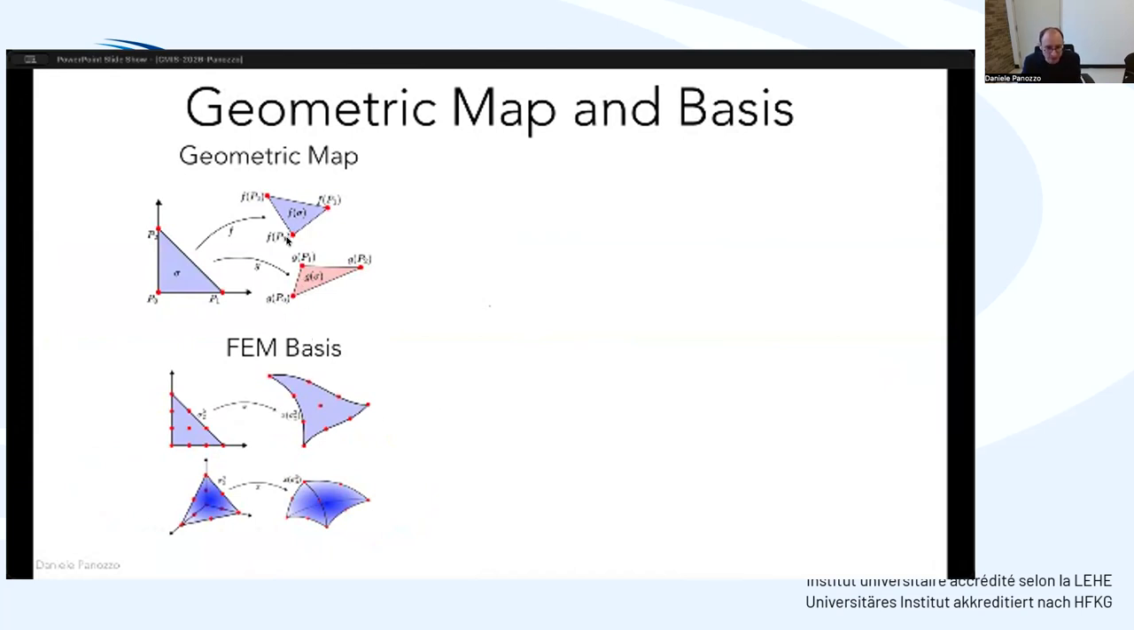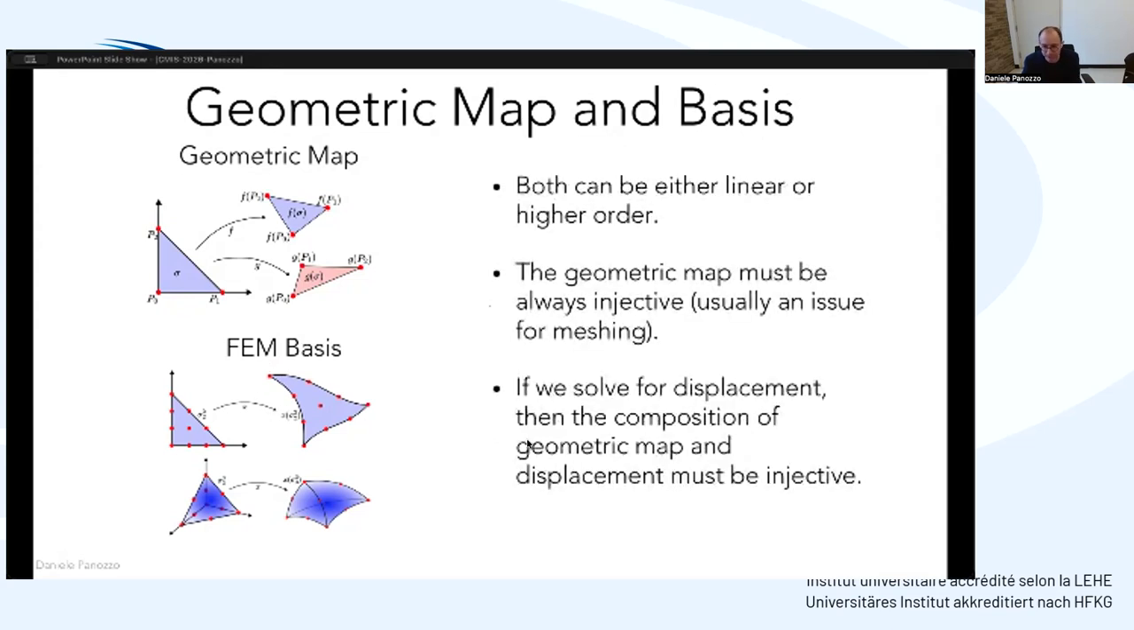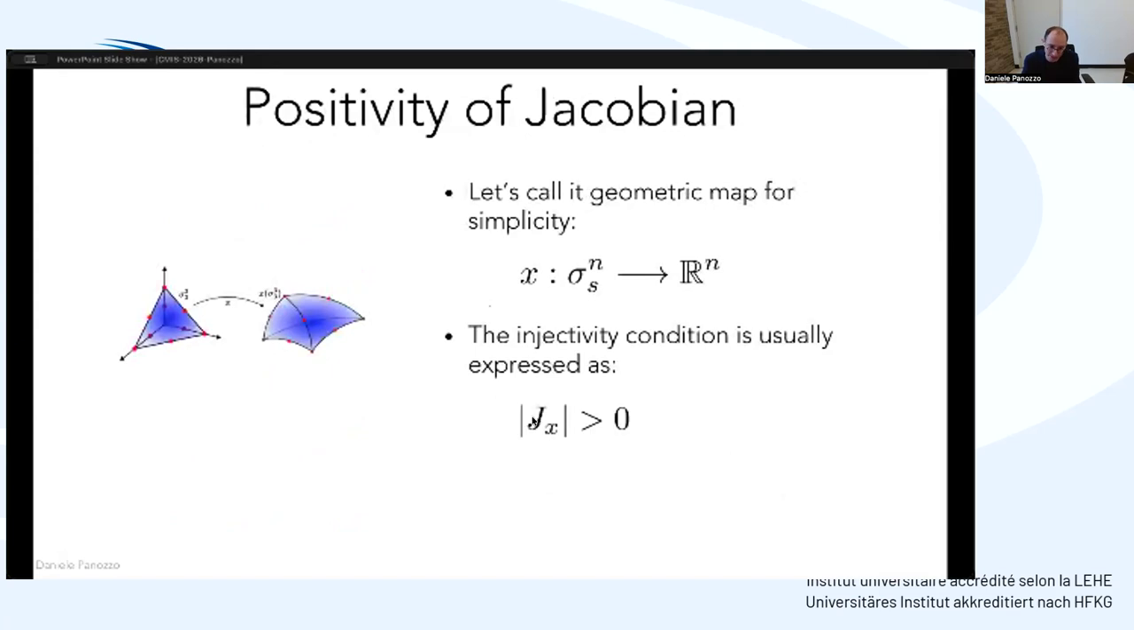Just to clarify what I mean, every element usually has a geometric map from the reference configuration, from the reference element, to the current mesh element. And if we do elasticity, usually we have some basis where we represent displacement. What we really care about is that the composition of the geometric map and displacement must be injective, right? This is usually tested by requiring the determinant of the Jacobian of this combined map to be positive, and in most codes this is tested on quadrature points.